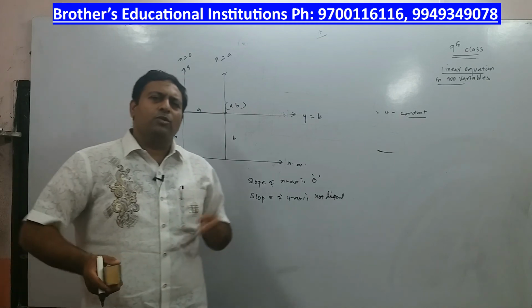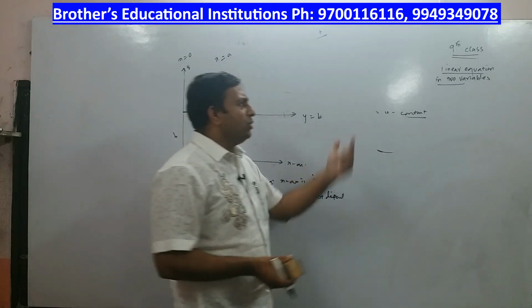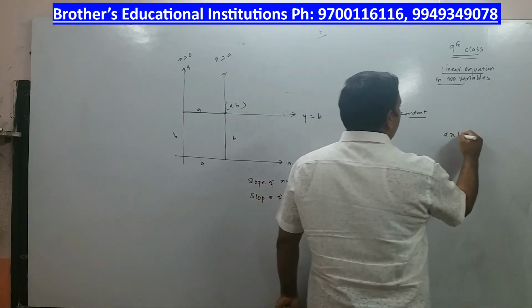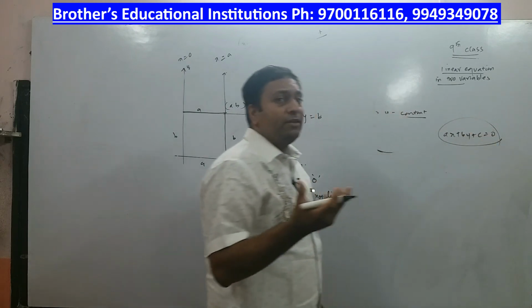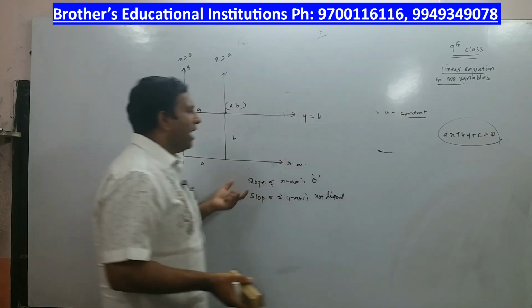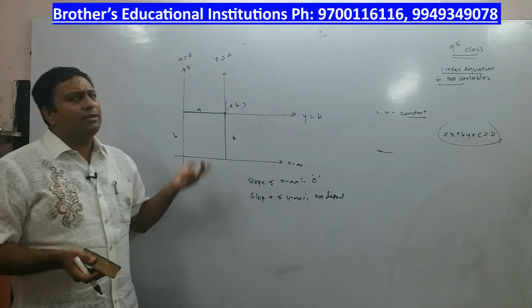Is it clear? So I am sure this is the last topic, because a linear equation in two variables is of the form ax plus by plus c is equal to 0, which is nothing but the general form of a straight line. It was bound that I have to give you some inputs regarding the Cartesian system and the general form of the straight line.